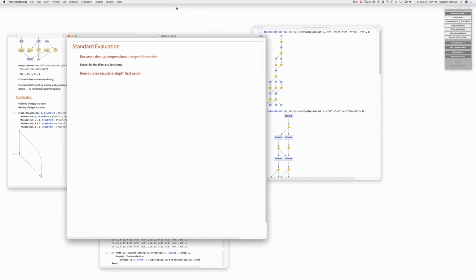Does that make sense to people? Yeah. What do you mean by re-evaluates? If I say F and it evaluates to G, and G evaluates to H, it does all of that. So this is essentially, quote, spatial, space-like. This is essentially time-like.